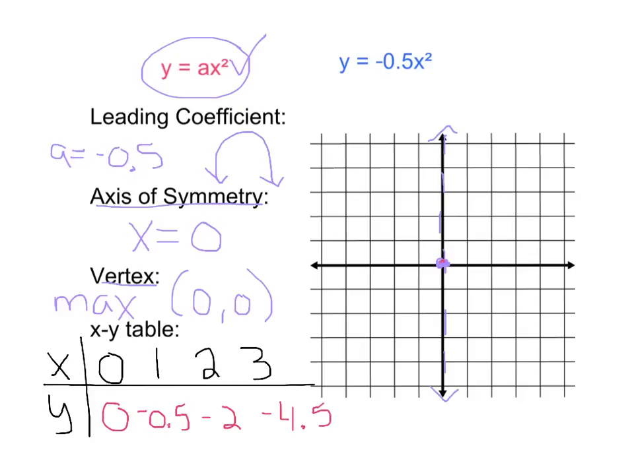Graph those points. 0, 0 we have, over 1 down 0.5. And we can reflect that point to the other side. Over 2 down 2. Reflect that point to the other side. Over 3 down 4.5. And reflect that point to the other side. And now we can graph our parabola.